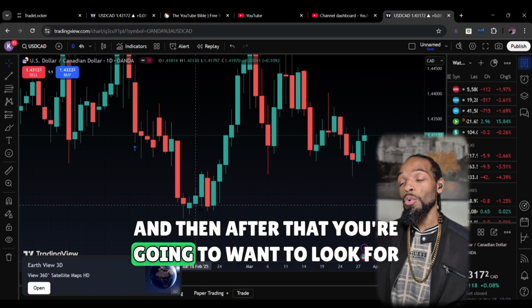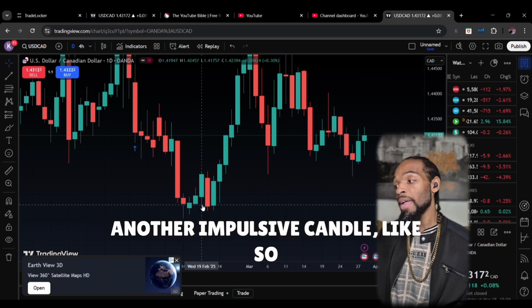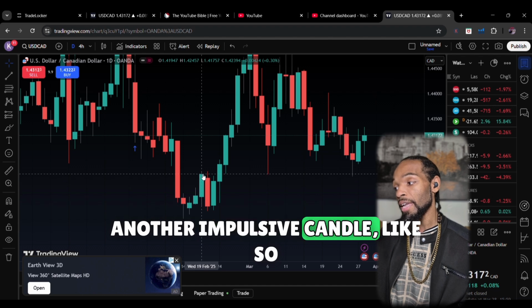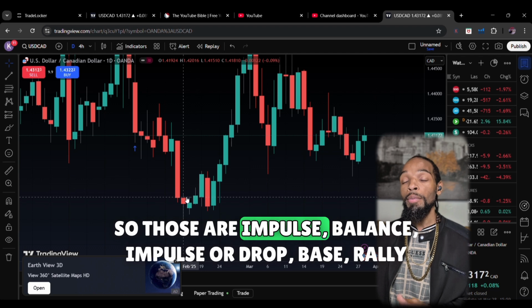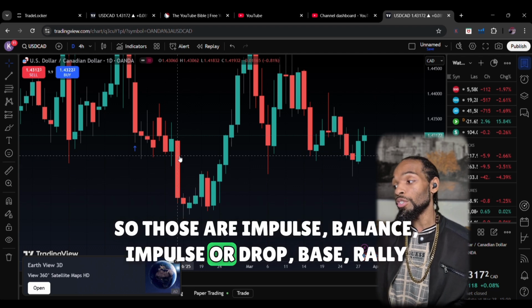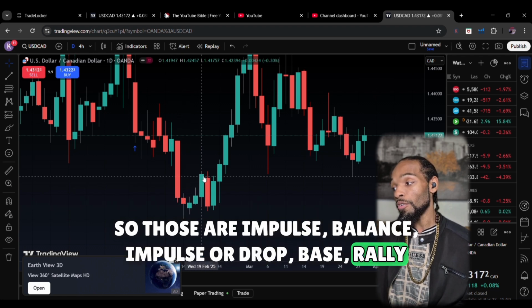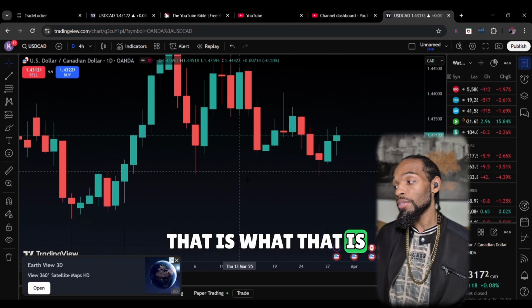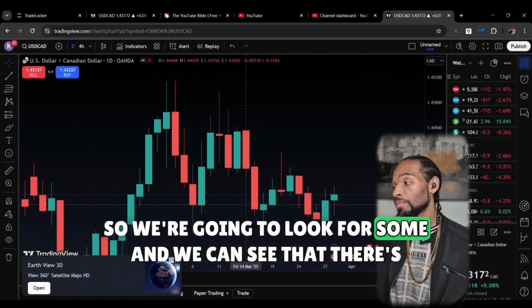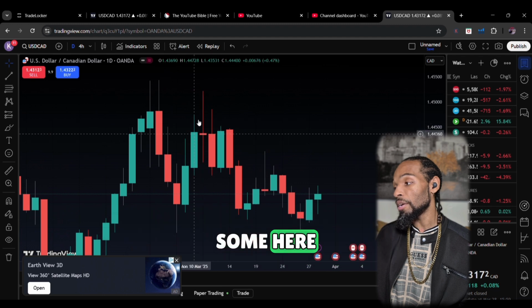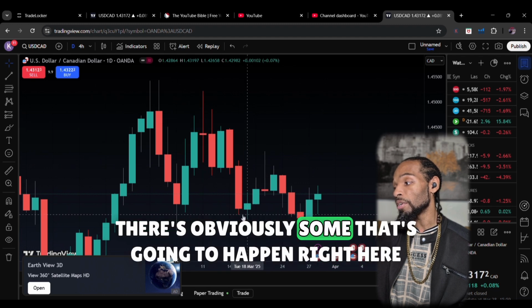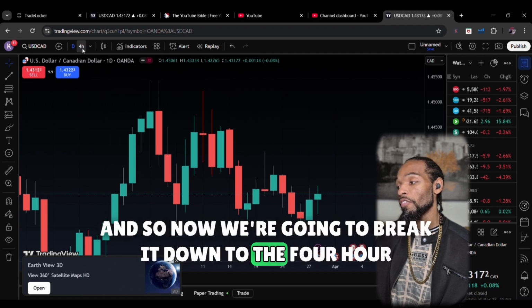And then after that, you're going to want to look for another impulsive candle like so. So those are impulse, balance, impulse, or drop, base, rally. That is what that is. So we're going to look for some, and we can see that there's some here. There's obviously some that's going to happen right here. And so now we're going to break it down to the 4 hour.